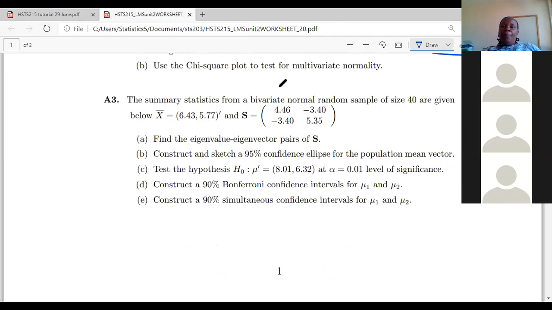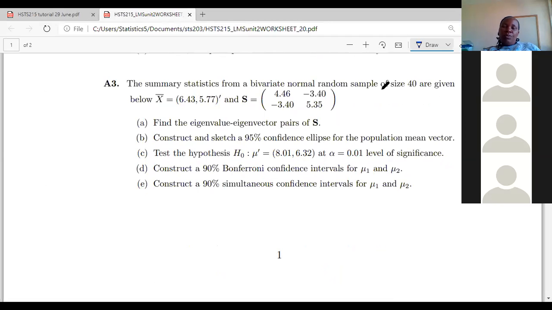Question A3, you are given summary statistics for a bivariate normal distribution with sample size 14, and you are given the sample mean vector and the sample variance covariance matrix.